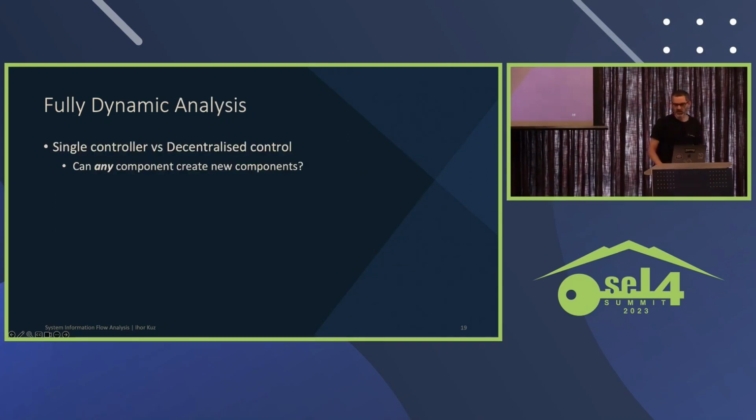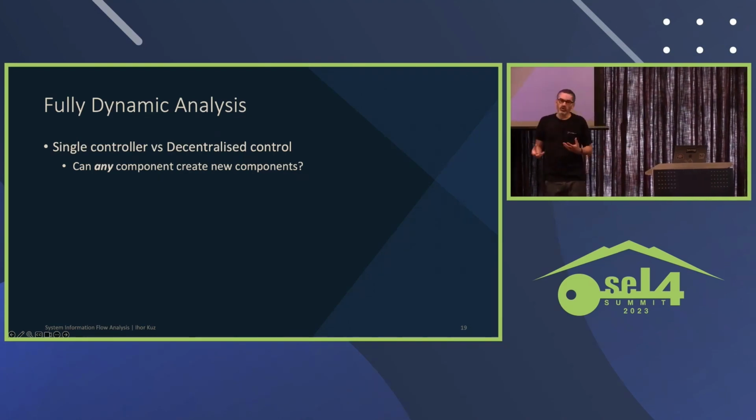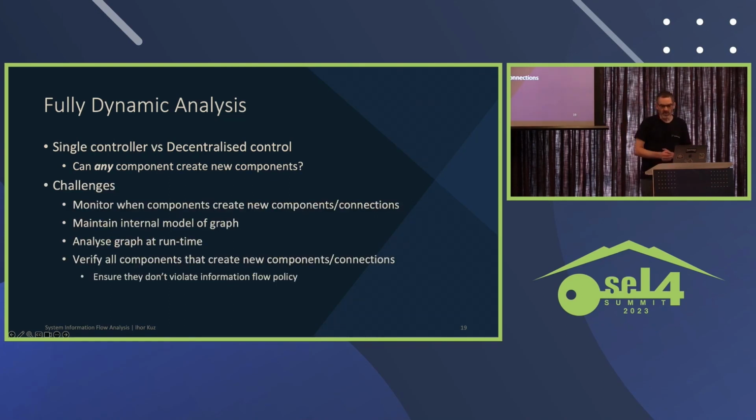Some of the challenges with these kind of fully dynamic systems is, first of all, whether there's a single controller or decentralized control. Is it a single component in the system that can start and stop arbitrary things? Or does any component in the system potentially have the capabilities to start and stop things, right? If it's a centralized one, it's a lot easier to monitor that and validate that. Whereas if any component can do it, it becomes a lot harder. So some of the other challenges are just monitoring when new components are created or new connections are created. And this goes back to that kind of controller versus decentralized control question.